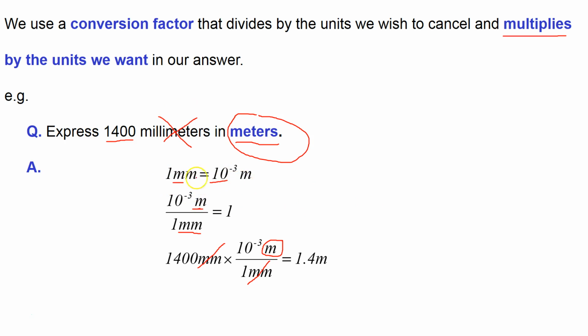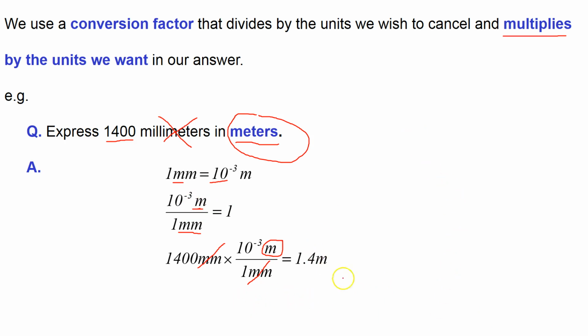We write the equality between the two units that we want to exchange between. Then we reorganize that to give a fraction where we have the units we want to get rid of on the bottom and the units we want in our answer on the top.